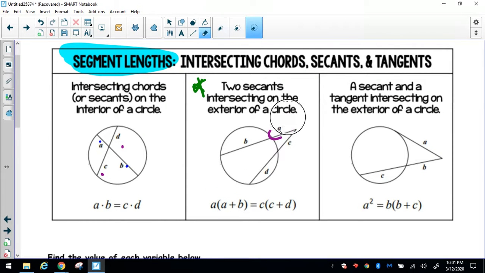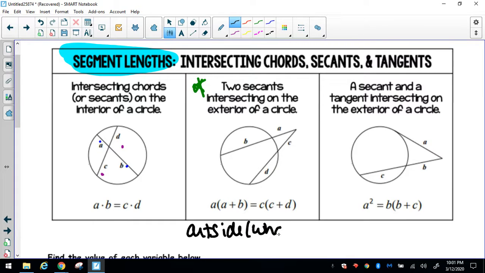It says A plus B, and if you take a look, there's A, there's B. That's this whole top line segment. And then the bottom piece says C, which is the outside, times C plus D, which, if you look at that line segment, there's C, there's D, it's the whole thing also. So the generic setup for this one is you take the outside part of your line and multiply it by the whole part of your line. You do that for the top and the bottom, and then you make them equal, and we're going to solve.